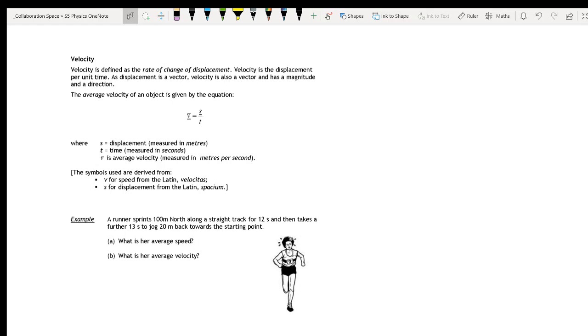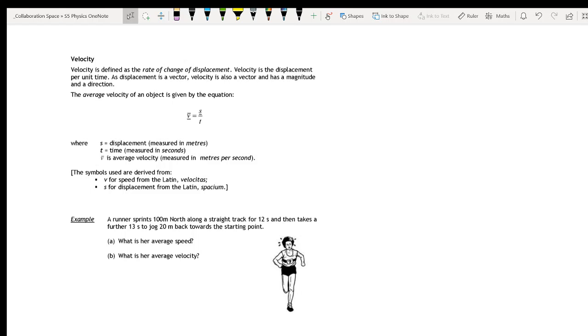And the thing that most people lose marks on when they're calculating velocity is forgetting to put a direction. So watch the number of marks on an exam question, because if it asks you to work out the velocity and it's a 4-marker, that gives you a hint that they're going to give you an extra mark for the direction as well.